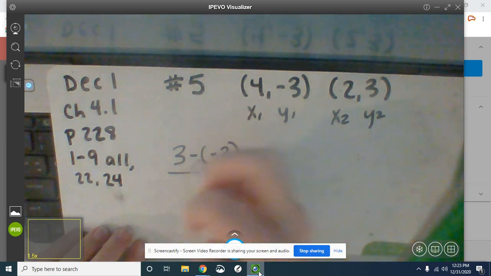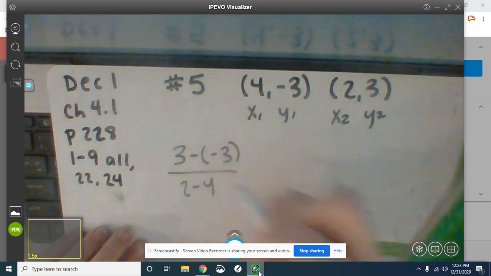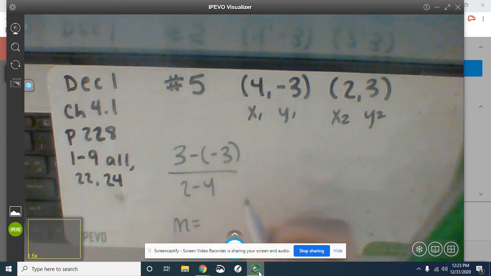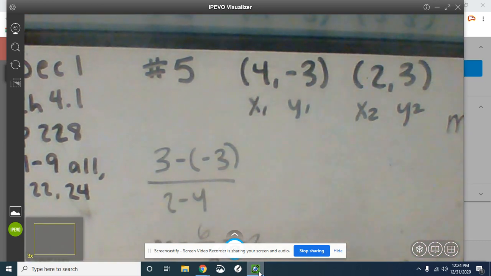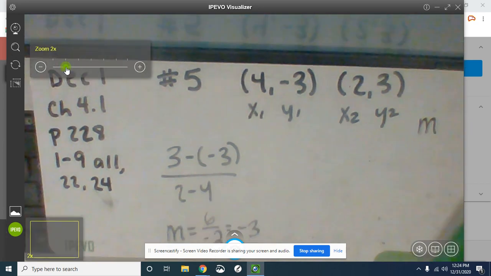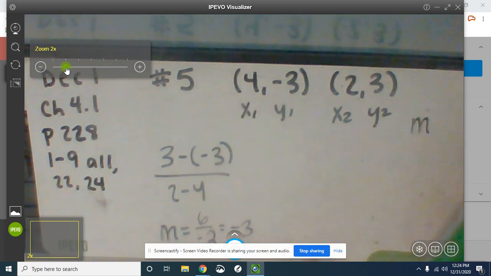Now we're going to do 2 minus 4. So that means that our slope is going to be 6 over -2, which would reduce to -3. So we have our slope, oops, sorry about that. We have our slope, which is -3.